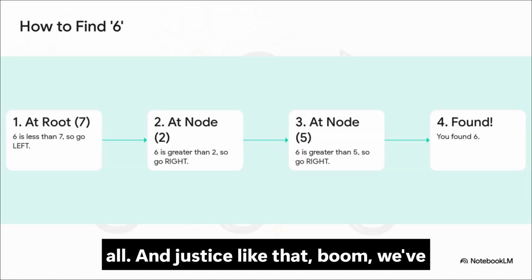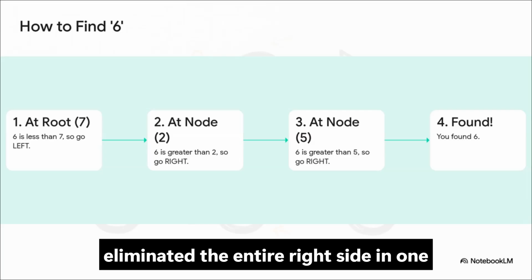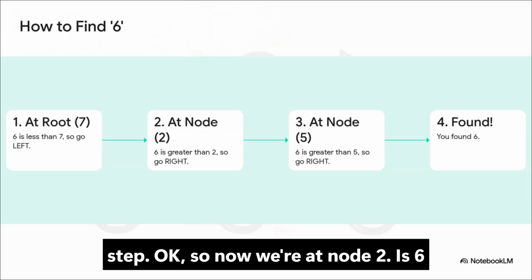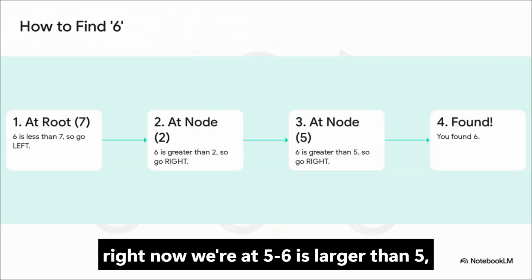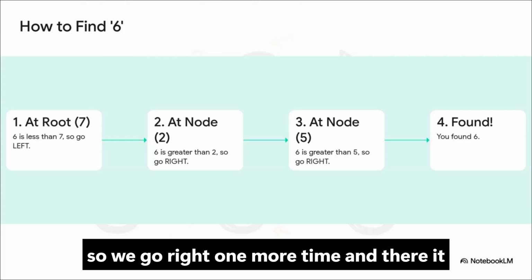And just like that, boom, we've eliminated the entire right side in one step. Okay, so now we're at node 2. Is 6 smaller or larger? It's larger, so we go right. Now we're at 5. 6 is larger than 5, so we go right one more time. And there it is. We found it.